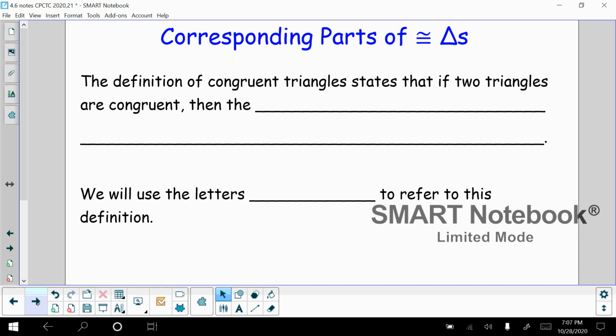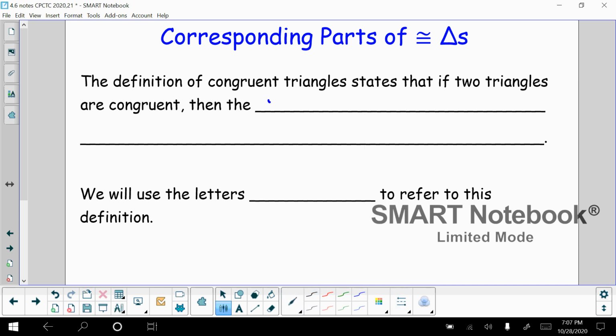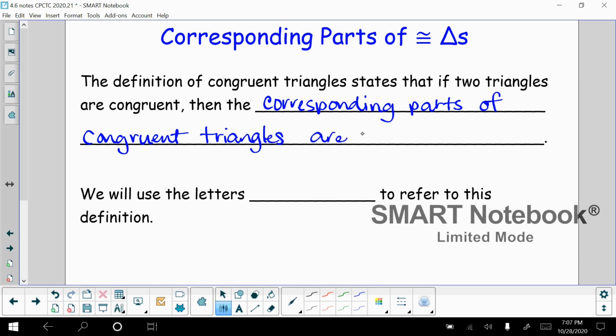So by definition of congruent triangles, it states that if two triangles are congruent, then the corresponding parts of congruent triangles are congruent. Okay, so meaning every corresponding part.